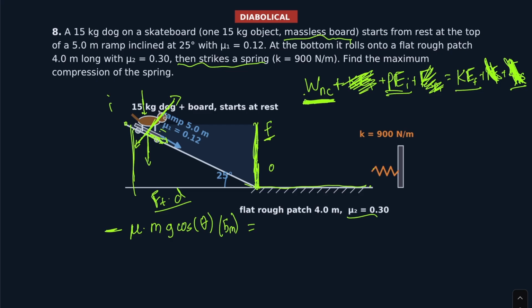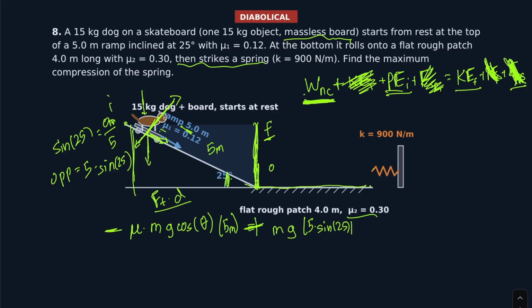Potential energy initial is plus mgh. But what's our height here? We don't have that. We have only this ramp's length, which is 5 meters. How can we find the height? So sine of 25 is opposite over 5, so opposite is equal to 5 times sine of 25. And then all of that is equal to our kinetic energy final.